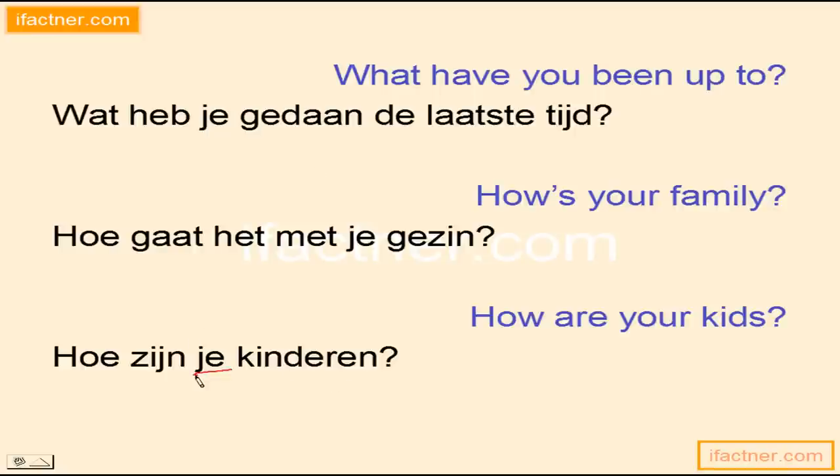So, if you are talking to an elder person or if you would like to be polite, then you have to say "u," not "je." "Je" is for informal environment and talking to the peers or to the subordinates. Hoe zijn je kinderen? How are your kids?